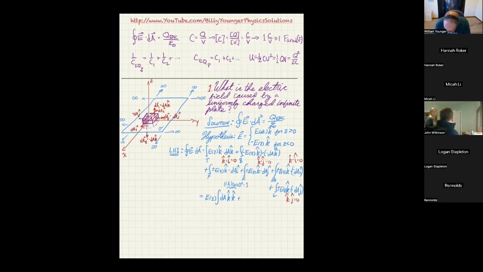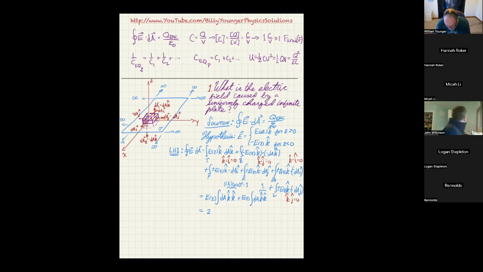And then the same thing here. The same thing here, I'm going to get E of z. Notice the two negatives cancel out, and I'm going to get dA k hat dot k hat, which again is equal to 1. So ultimately, the entire left-hand side just becomes 2.